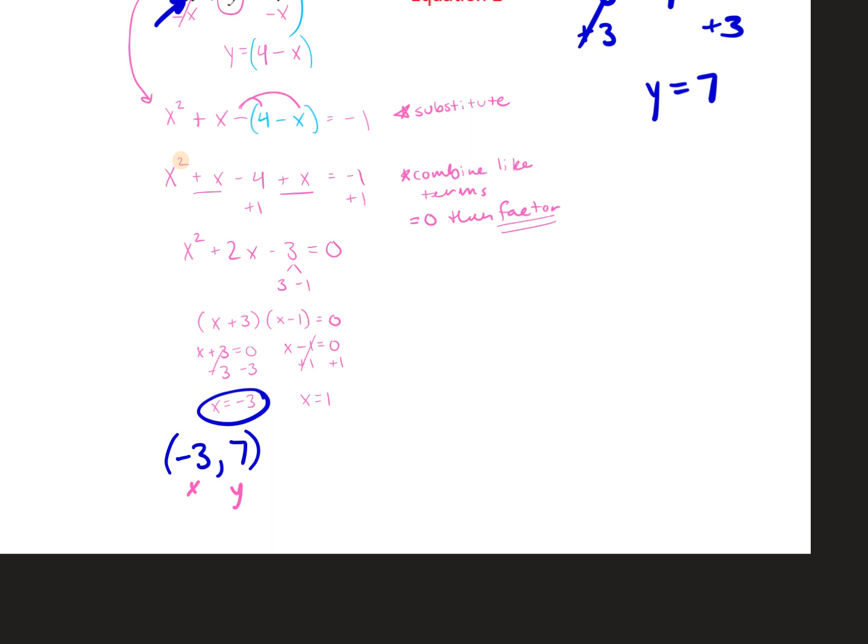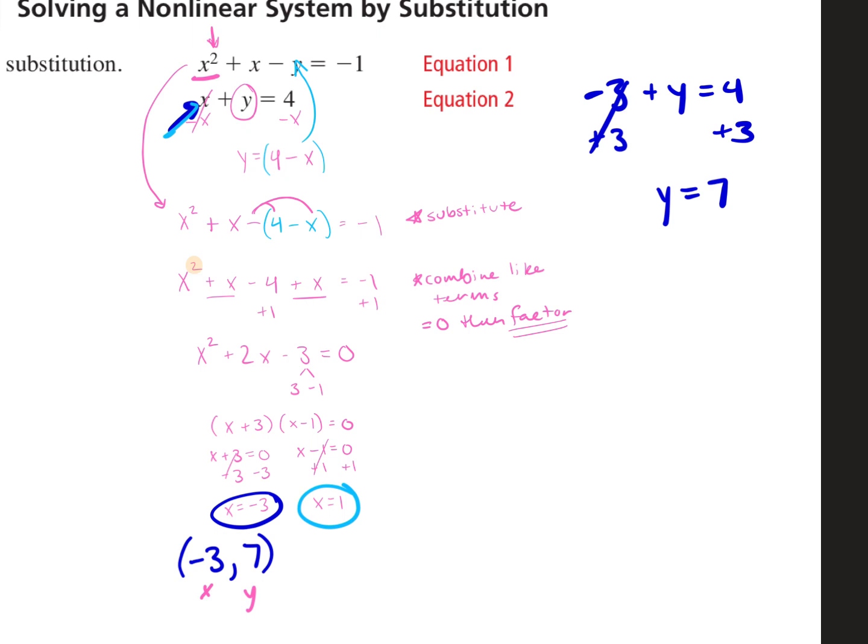Now I also have x is equal to 1. So I'm plugging that into x as well. It can be into the same equation, the second one, just because that one's going to be easier to work with. So I have 1 plus y is equal to 4. Subtract 1 on both sides, so y is equal to 3.